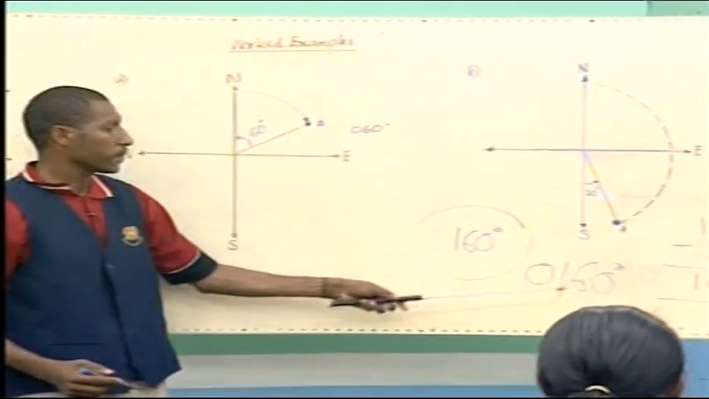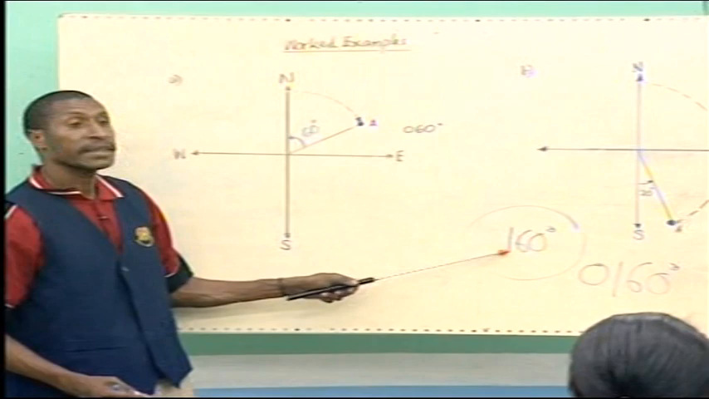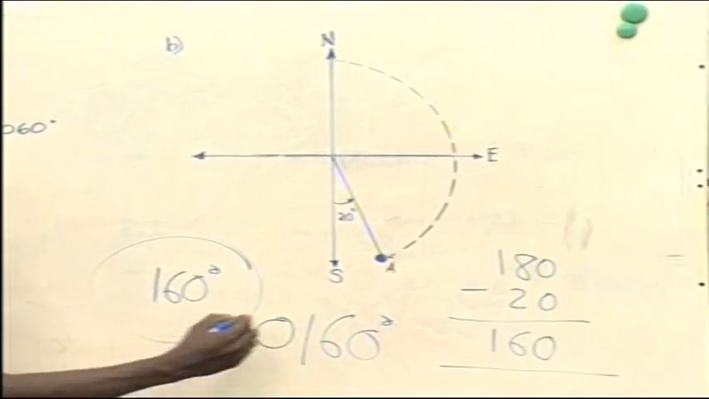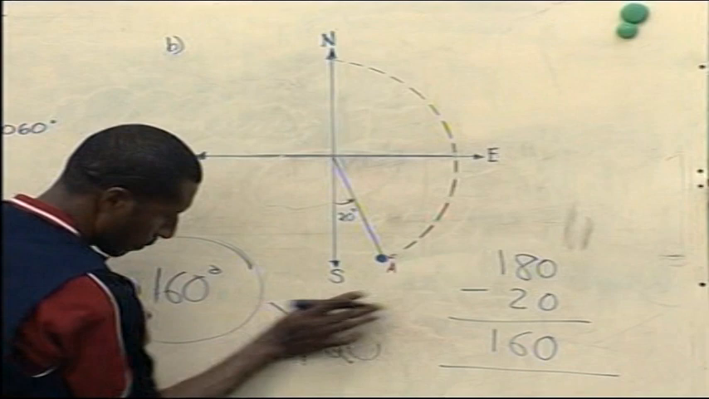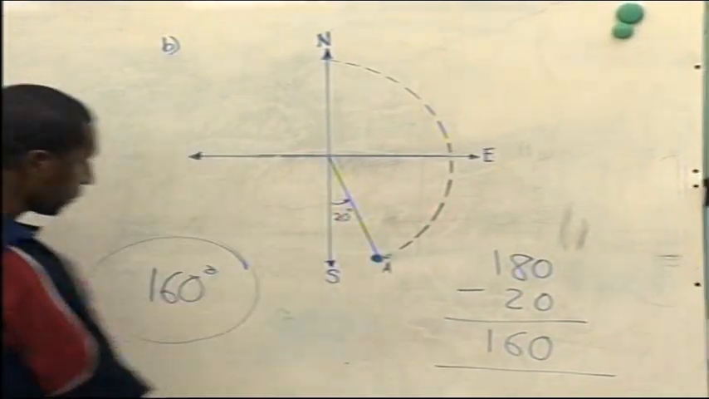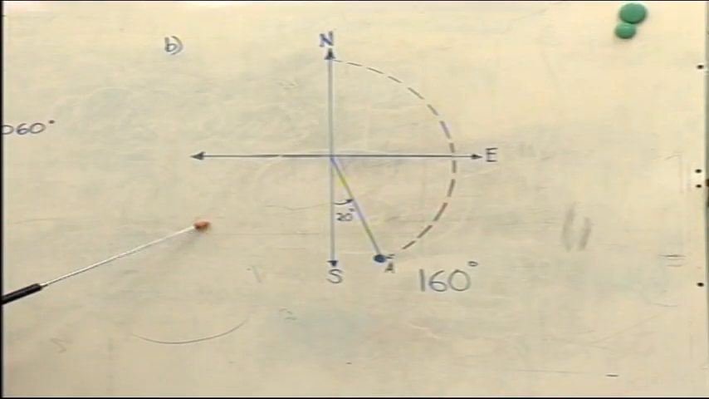Which of this is correct? Okay. We leave it as it is. This is not correct, okay? Remember, bearings is always written in 3 digits. So receiving students and 7s, the bearing for example B is 160 degrees.